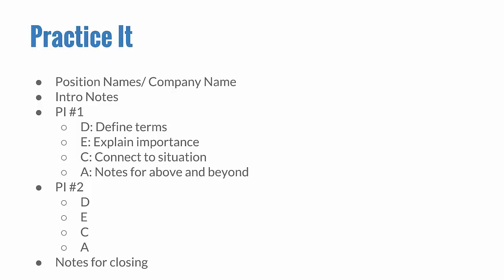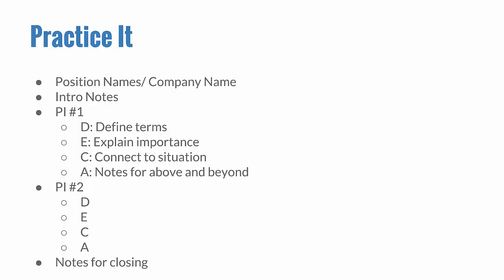I would recommend that you try this out yourself with a few performance indicators of your own. To do so, look up a sample case for your own roleplay event and plan out your PIs using DECA. Here you can see what my notes would look like in a roleplay plan. I would start with names and company names, then go to some notes for the introduction, but since we're focused on the performance indicators, let's talk more about that.